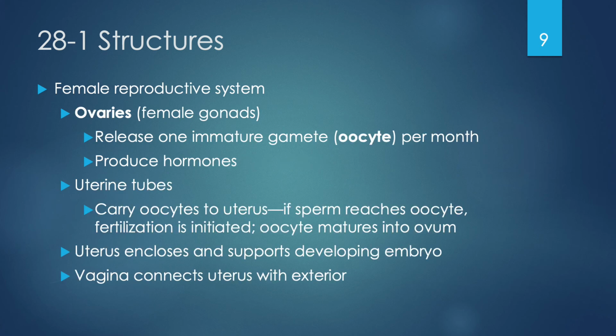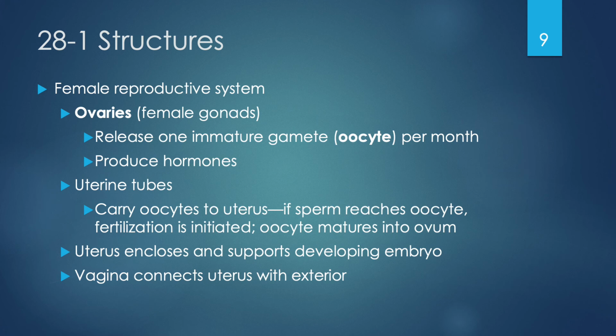In the female reproductive system, there are ovaries, which are the female gonads, and the ovaries are responsible for releasing an immature gamete known as an oocyte each month. Sometimes there will be 2 released each month, and in that case, if both were fertilized, we could result in fraternal twins. Also, by the way, it's possible for a single oocyte to be fertilized and for it to split, in which case you would have identical twins.